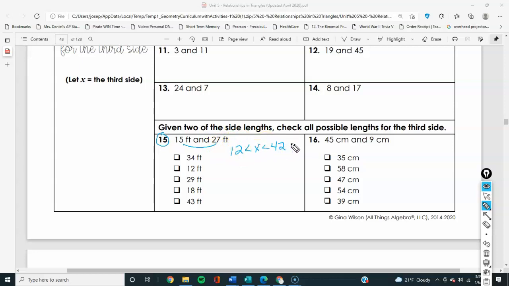So now when I do this, I'm going to check off all the numbers that are bigger than 12 and less than 42. So like, is 34 bigger than 12, less than 42? Yep. Is 12 bigger than 12? No. Is 29 bigger than 12 and less than 42? Yes. Is 18 bigger than 12, less than 42? Yes. 43 is bigger than 42. So that's a no dice. That's a no bueno.